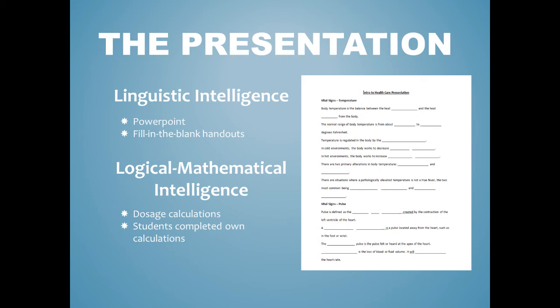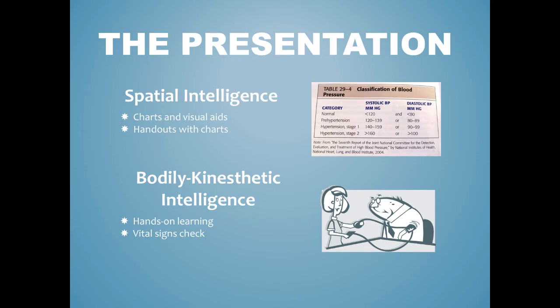I incorporated the logical mathematical intelligence by adding a section on dosage calculation and allowing the students to complete their own calculations. To appeal to the spatial intelligence, I used a variety of charts and visual aids to present information, such as normal ranges of vital signs. I also made separate handouts for the students that contained all of the charts.